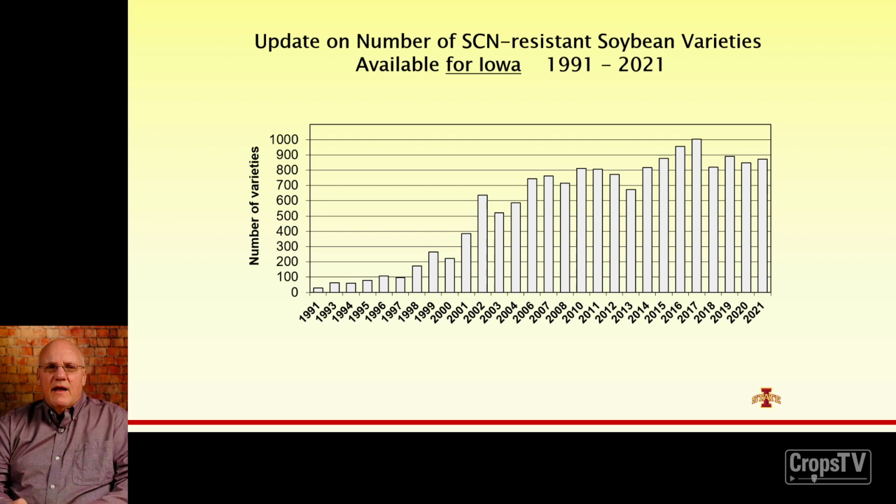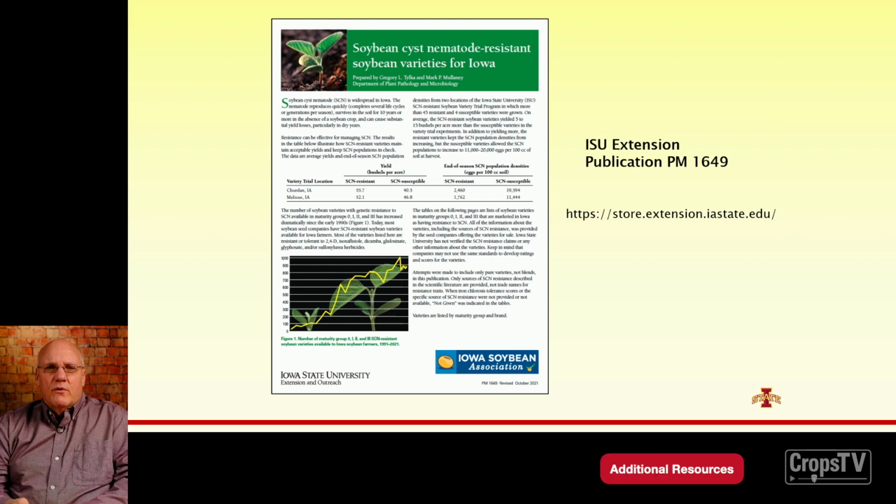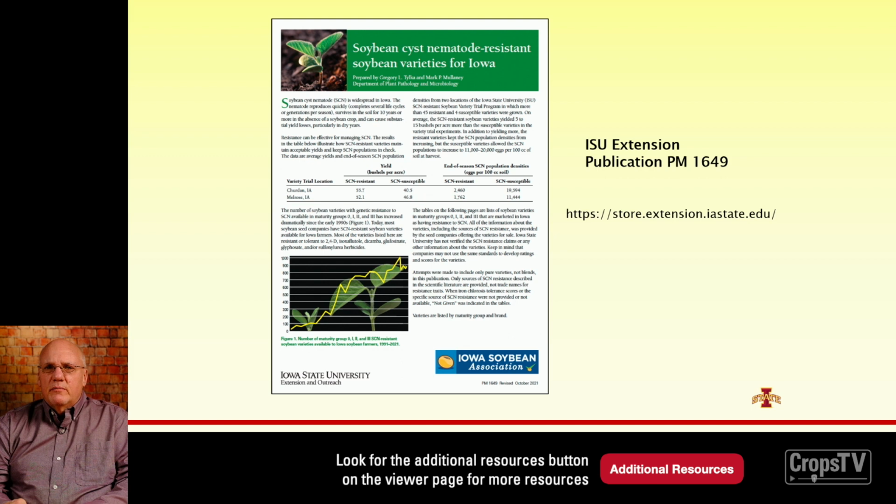And so in 1991, that list fit on the front page of a single sheet of paper, and the list for this year has 872 varieties. So this is what that publication looks like. It's available for download on the ISU Extension website. The actual web address is shown there on the screen, or you could just literally Google ISU Extension PM1649. It will take you to the page where you can download the PDF file of this publication for free.